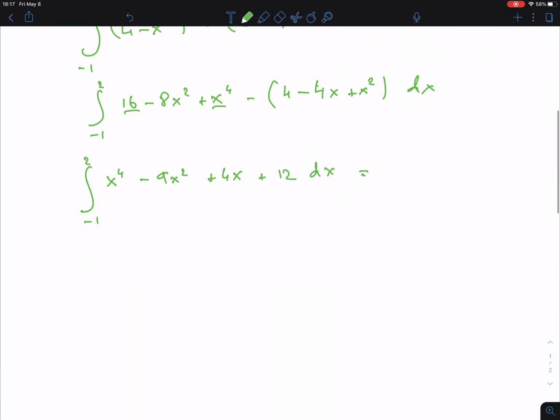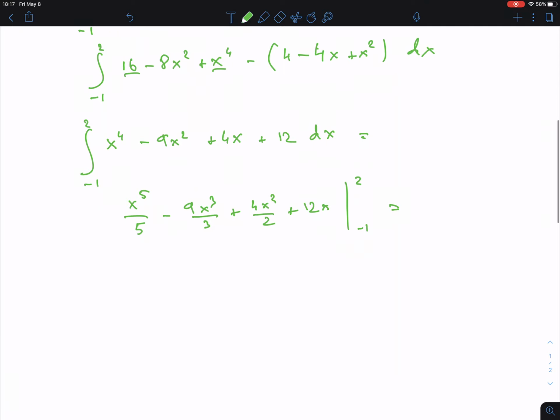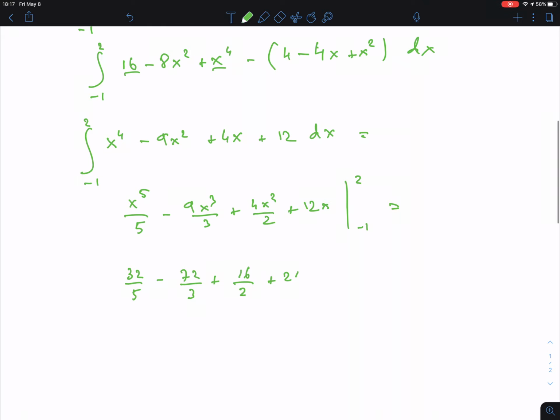Okay, and so this is by the power rule. Add 1 to the exponent, and then divide by it. Then we just plug everything in. That's 32 fifths minus 9 times 8, that is 72 thirds, plus 4 times 4, 16 halves, plus 24.